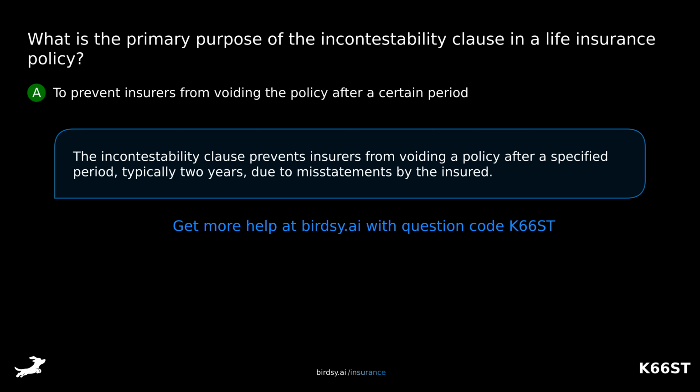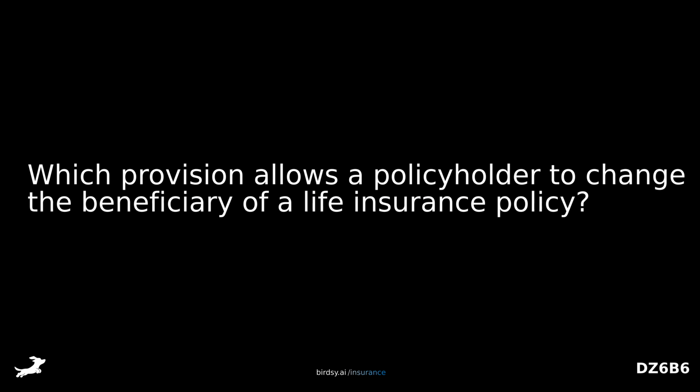The incontestability clause prevents insurers from voiding a policy after a specified period, typically 2 years, due to misstatements by the insured. Which provision allows a policyholder to change the beneficiary of a life insurance policy? Is it A, incontestability clause? B, grace period provision? C, change of beneficiary provision? Or D, misstatement of age clause? The answer is C, change of beneficiary provision.